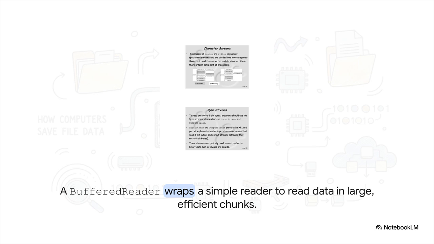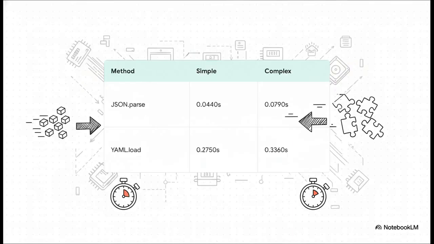Instead of making thousands of tiny trips to the disk, it makes one big trip, grabs a huge chunk of the file, called a buffer, and stores it in the super-fast computer memory. Then your program just reads from that memory buffer, which is thousands of times faster than going to the disk every time. And hey, don't just take my word for it.